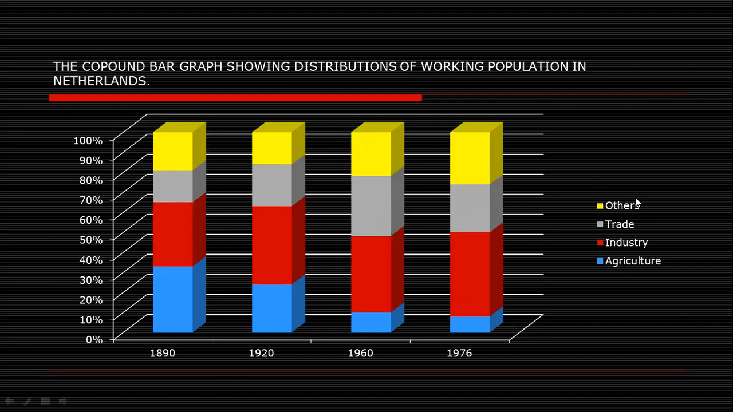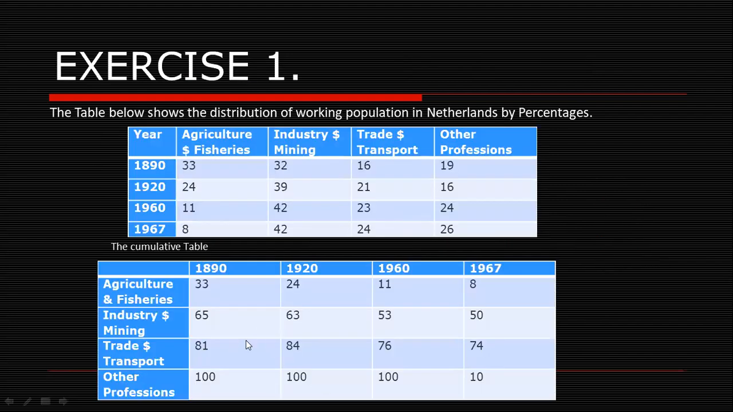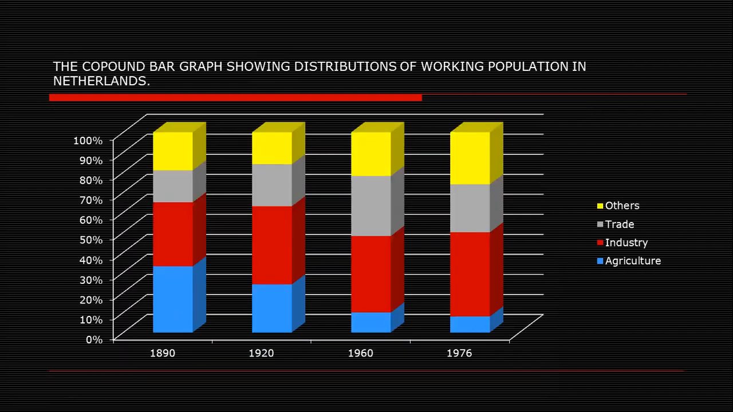And then our representation, this is what I said, this is the key. This yellow segment is showing others. This other one, which is gray, is showing trade. The red is showing industry, and then blue is showing agriculture. So we are using a cumulative table to give this. Now, if we have constructed it here, the last figures will automatically be 100. You don't need to plot them. It comes automatically. So that is how it will look.